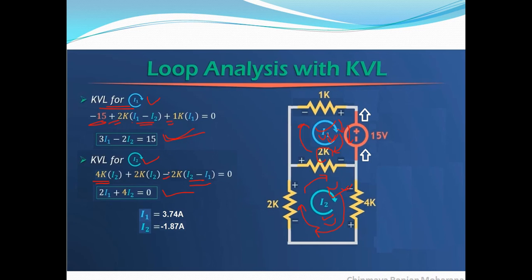By solving these two expressions, we can simply find the current in loop 1 and loop 2. The loop 1 current is 3.74 ampere, and loop 2, that is I2 current, is minus 1.87 ampere.